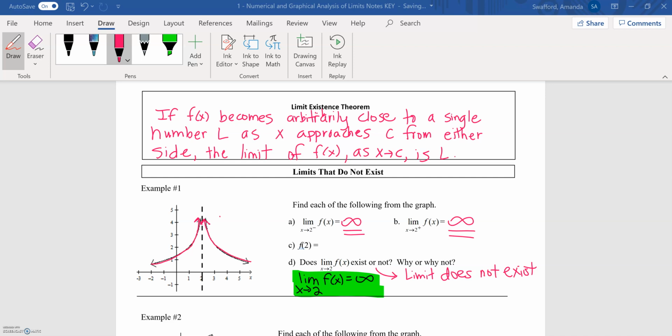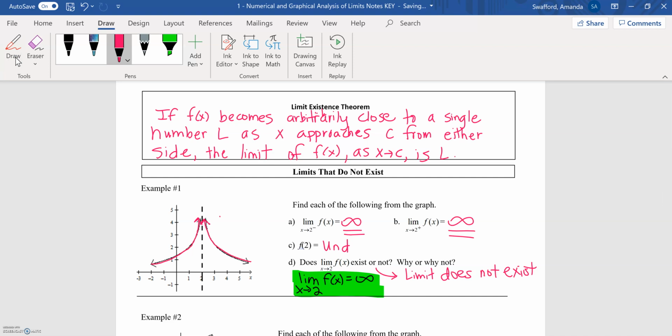But anyhow, as I was saying, we can't express the limit as infinity, but it still technically does not exist since infinity is not a number. Now, f of 2 means what is the y value when x is 2? So this is looking for a function value, not necessarily a limit. And at 2, there's a vertical asymptote, so this y value is undefined.